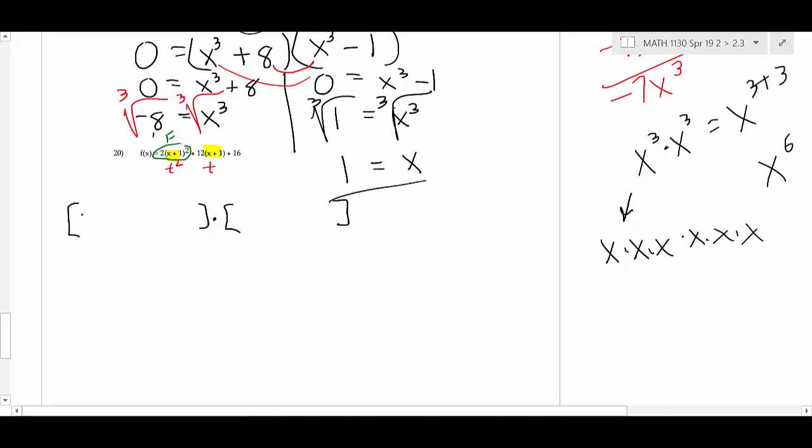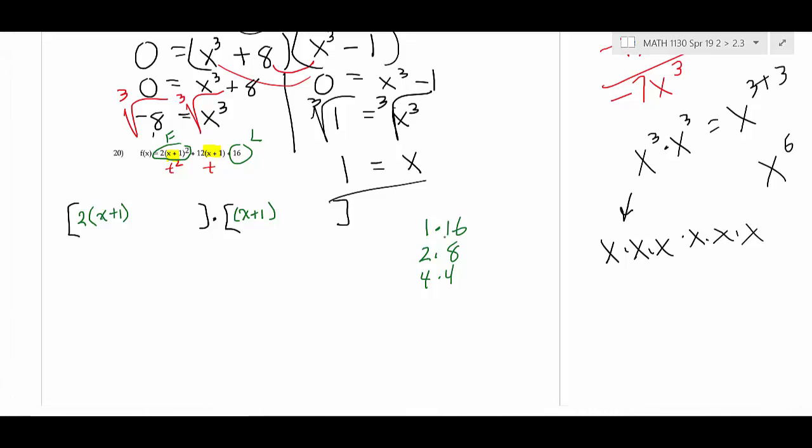The only thing I can think of is 2 times x plus 1, and then x plus 1. That's it. If that was 2t squared, you would say 2t and t. We're just saying a quantity x plus 1 squared. So that's how that goes. Then we have the last term, and that last term is 16, so we have several possibilities. We have 1 and 16, 2 and 8, and 4 and 4. So we just have to try one until we find one that works out.